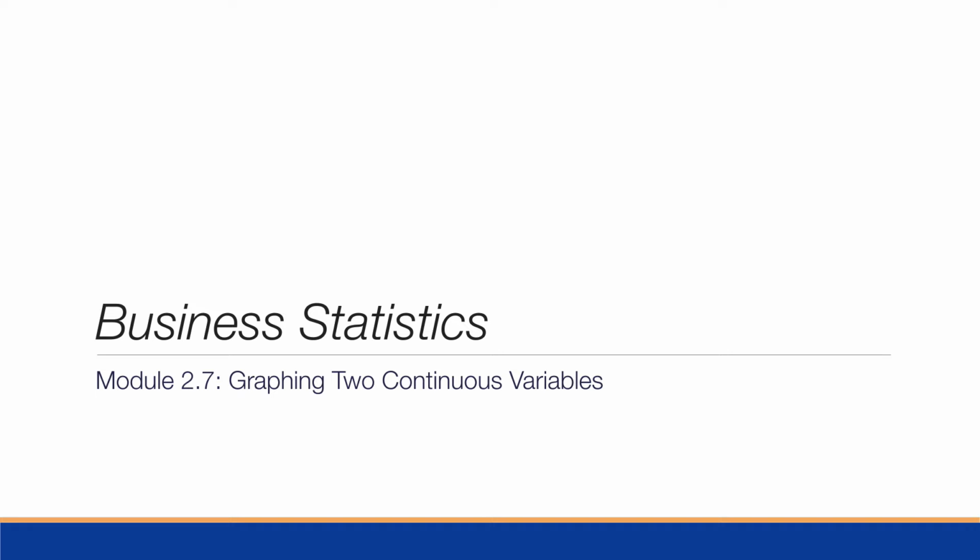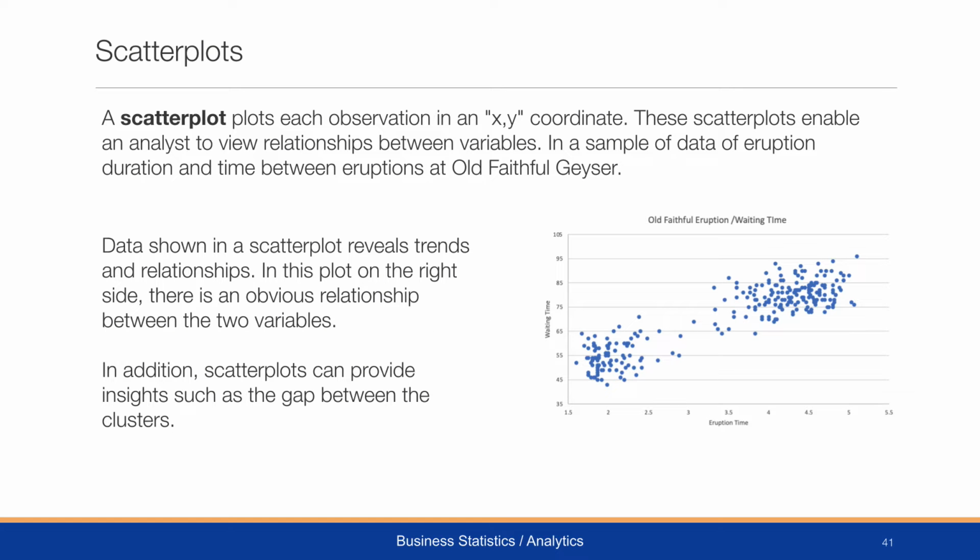In the previous module, we saw how to deal with two categorical variables. Now what we're going to do is look at how we can graph two continuous variables. The first chart that we're going to look at is a scatter plot. A scatter plot plots each observation as an XY coordinate of those two variables.